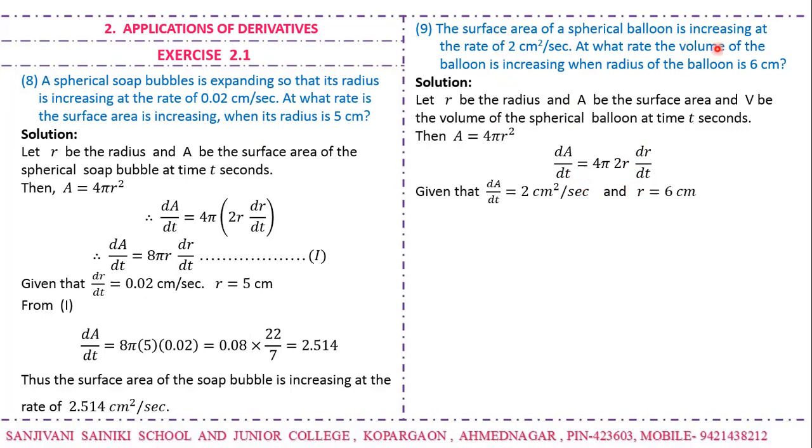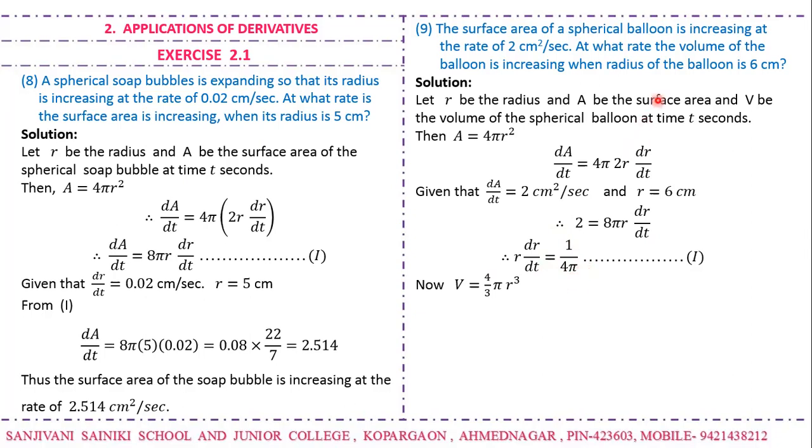Now it is given that the rate of change of the surface area is 2 centimeter square per second and the radius is 6 centimeter. Use that information, you will get r into dr by dt. You can also find the value of dr by dt only in terms of 1 upon 4 pi r.